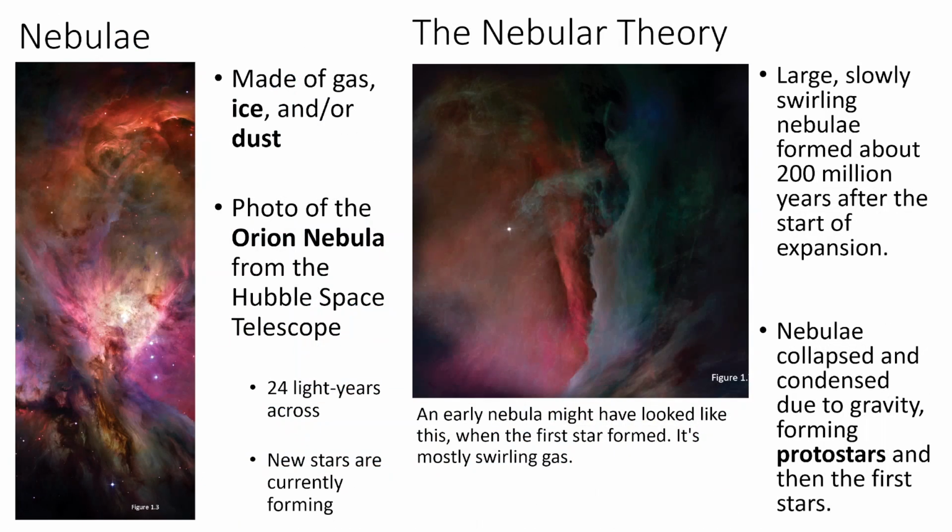So this kind of explains our idea of what we call nebular theory. Nebulae are these big cosmic groups of ice and dust and gas. Take note that ice and dust have important strict definitions in your textbook. And here's an example of the Orion Nebula, which is 24 light years across and has stars currently forming in it.